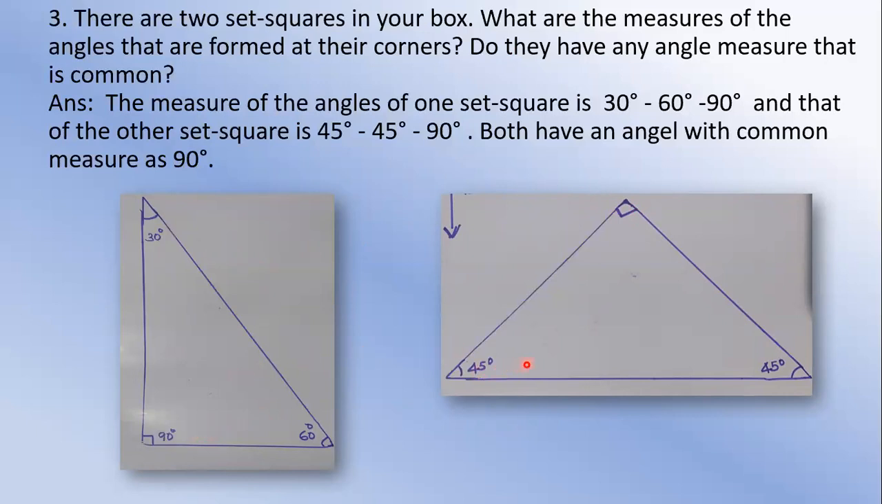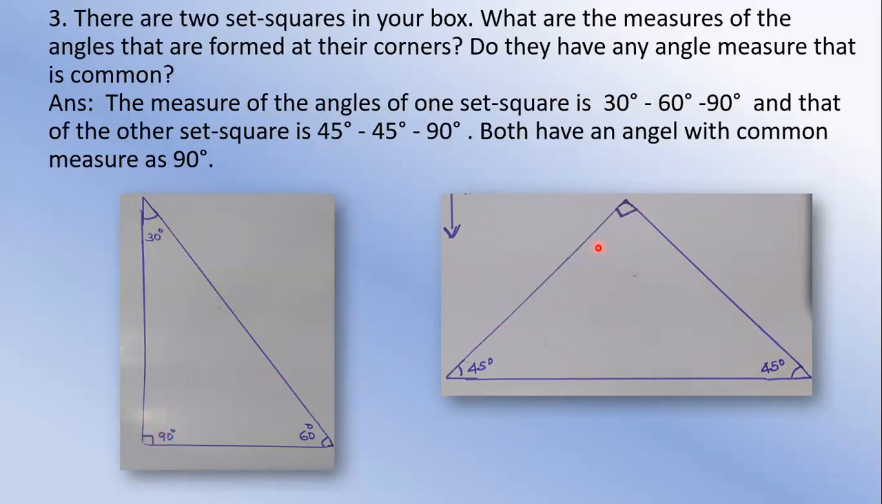Here also two angles are of the same measure, 45 degrees each. 45 plus 45, 90. The third angle here, I have not given the measure, only to make you understand this symbol shows right angle. And right angle means 90-degree angle. So 45 plus 45 plus 90, that is 180. So the measure of the angles of one set square is 30, 60, 90. And that of the other one is 45 degrees, 45 degrees and 90 degrees. And we can see in both the set squares, one angle has the same measure, that is 90 degrees. 90 degrees is the common measure.